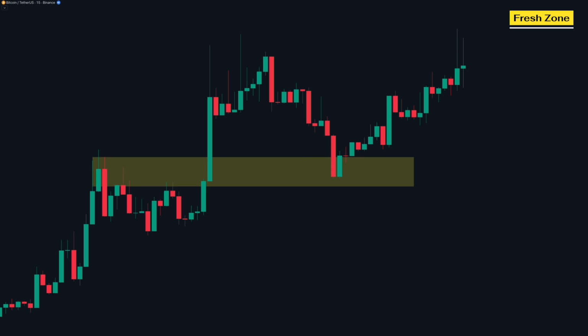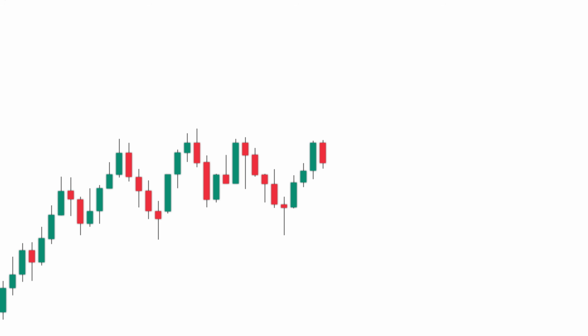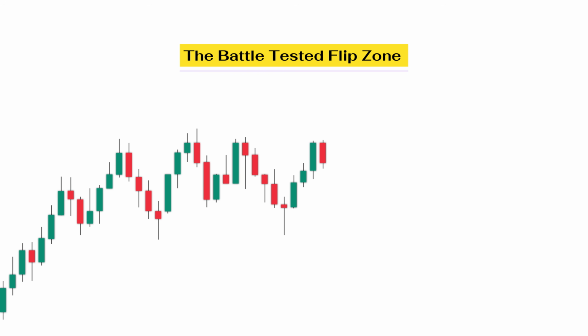setups on any chart. The key word is first retest, because after that first touch, those orders have already been filled. The zone loses its power. First retest only. That is our rule. Zone number 2, the battle-tested flip zone.